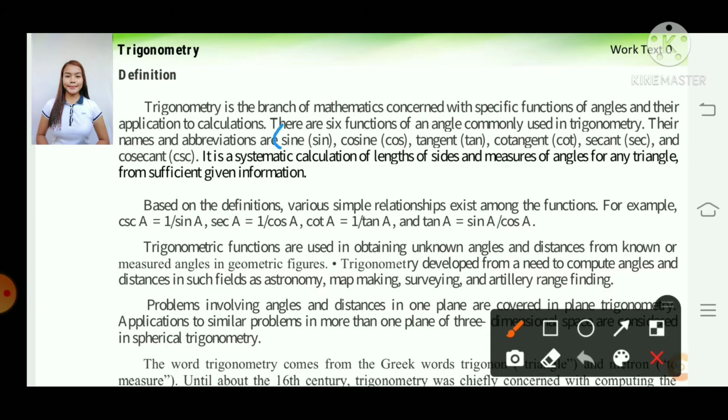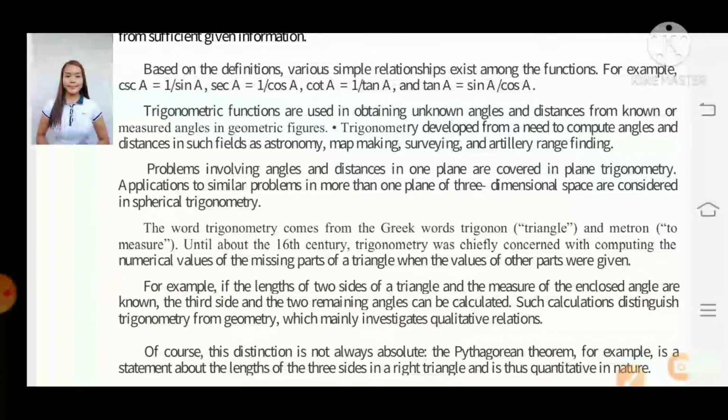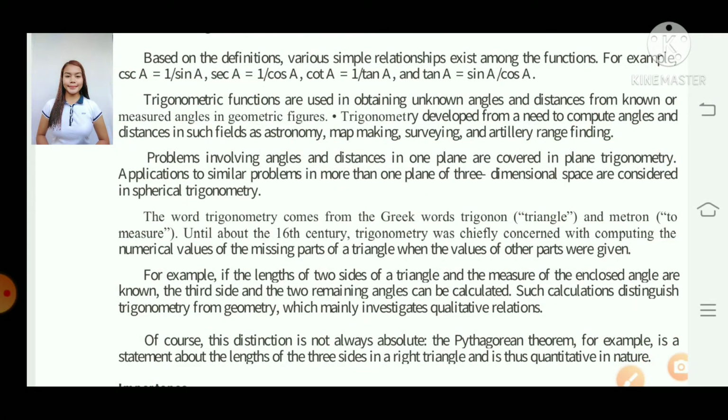the sine, this is its abbreviation, the cosine, tangent, cotangent, secant, and cosecant, or the csc. It is a systematic calculation of lengths of sides and measures of angles for any triangle from sufficient given information. Based on the definitions, various simple relationships exist among the functions.